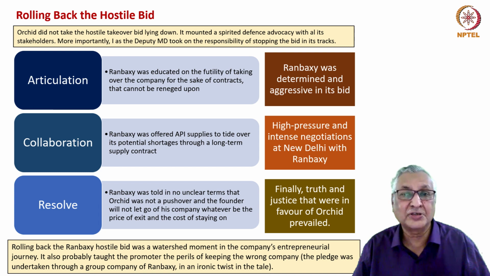One, articulation. Ranbaxy was educated on the futility of taking over the company for the sake of contracts that cannot be reneged upon. Collaboration. Ranbaxy was offered API supplies to tide over its potential shortages through a long term supply contract, which it could show to Daiichi if it wanted to. Then, resolve. Ranbaxy were told in no unclear terms that Orchid was not a pushover and the founder would not let go of his company, whatever be the price of exit and the cost of staying on.